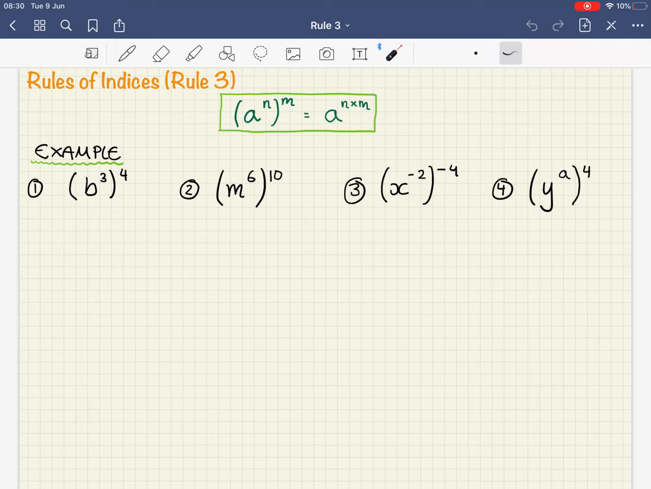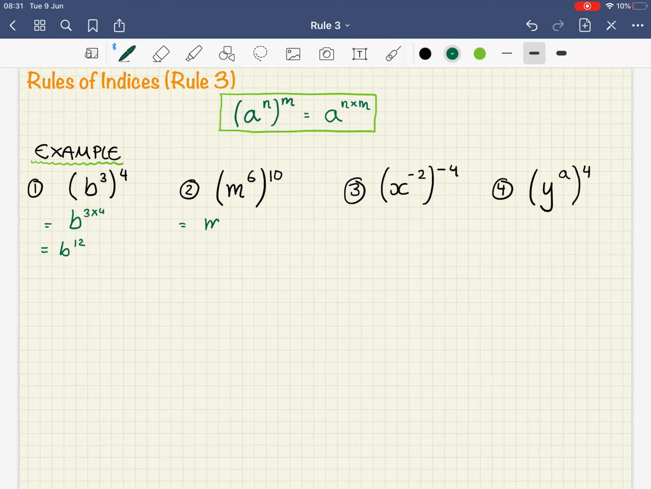So the main idea is when we have these brackets, if we have a power on the inside and a power on the outside, we multiply them together. And that's it. So if we look at question 1b here, we've got b cubed all to the power of 4. So that's going to be b to the power of 3 times 4, which is just going to be b to the 12.